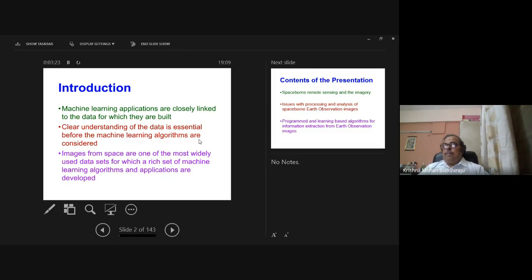Now, given that machine learning applications are very closely linked to the data for which they are built, you have some algorithms that are well suited for medical images, some for biometric images, some for natural outdoor scenes, and some for Earth observation purposes by sensors operating from a distance, without physical contact with the target.